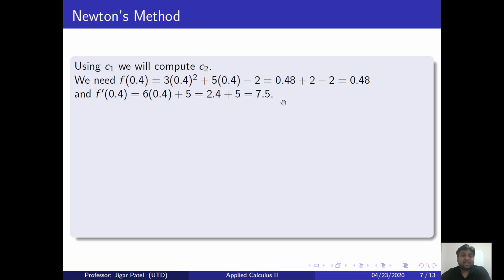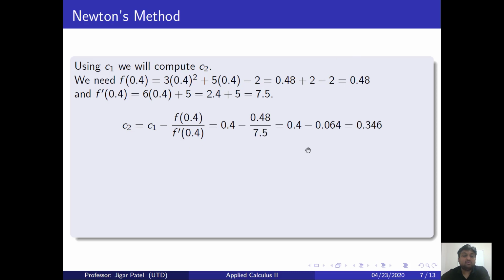Ready to calculate C2. C2 is going to be C1 minus f at 0.4 divided by f prime at 0.4. Plug the value of C1 in here, 0.4, and then replace these two things by the corresponding values.